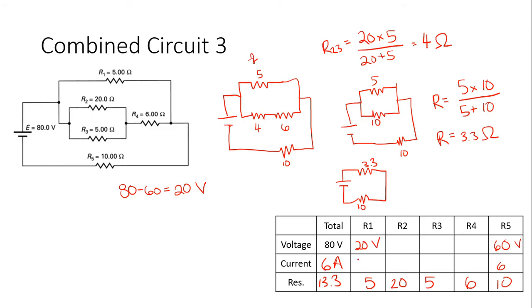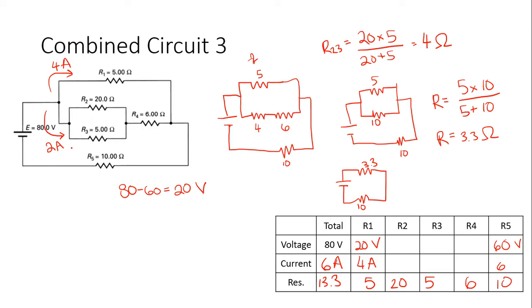20 divided by 5, which means 4 amps went up there. So I used 4 amps this way. What goes this way? 2 amps. Why? Because 6 minus 4 is 2.